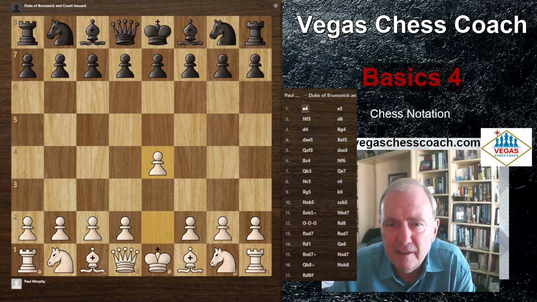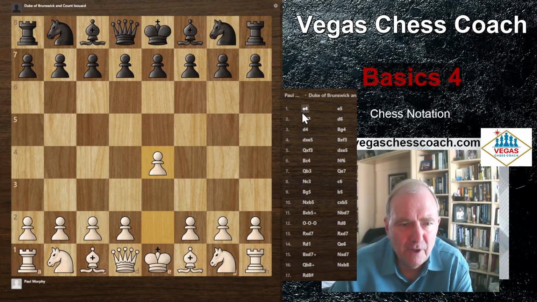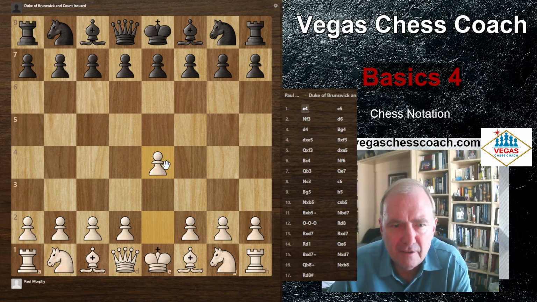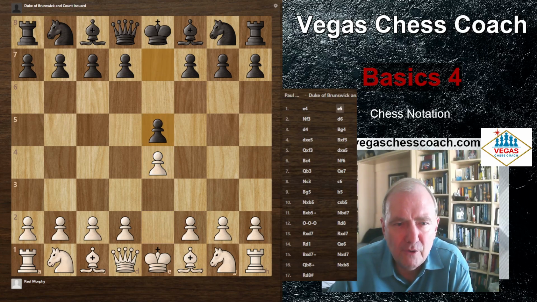And you can see that here in that set area, E4 is the first move. Since it's a pawn move, we only talk about the square where the pawn moves to and don't use a letter for the pawn. Black also makes a pawn move, E5 up here. And then we have knight to F3.